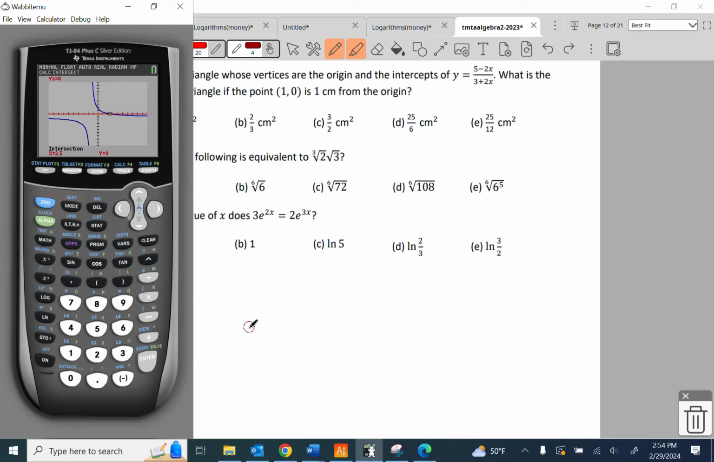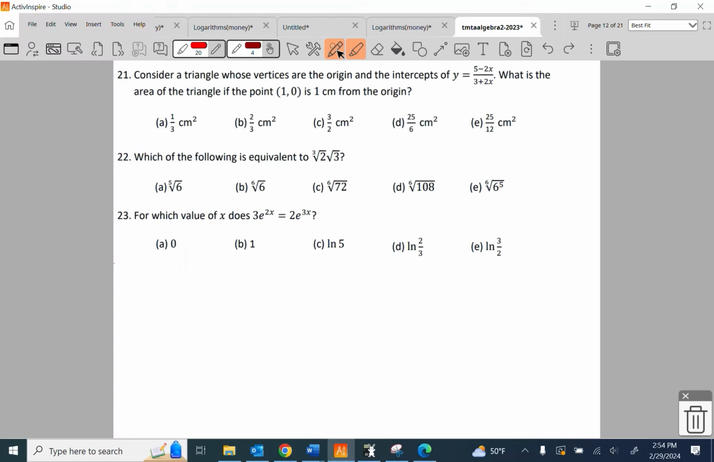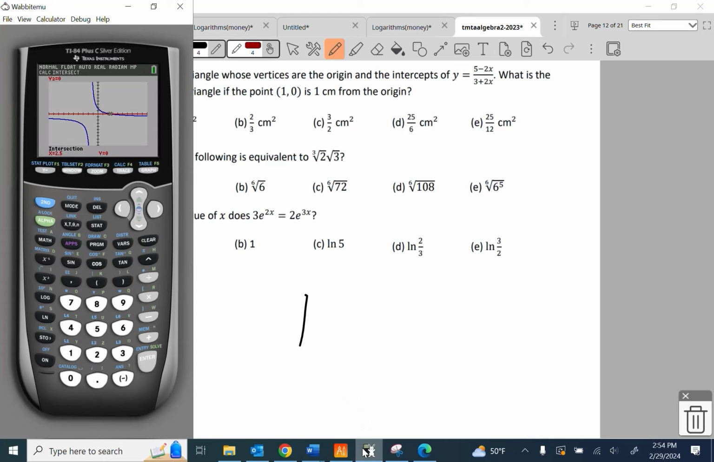All right, so let's see what I've learned here. Let me switch over to a pen. Let me go back to my graph too. See that little part right there? The origin, 5/3, 2.5.